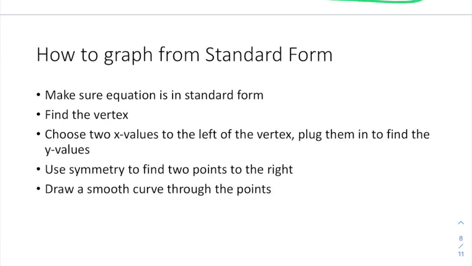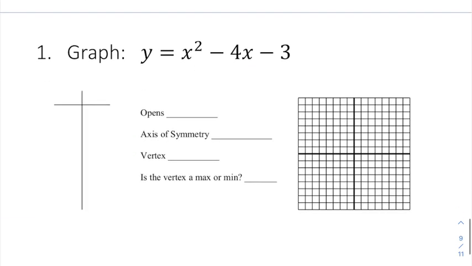Now here's a written explanation of the steps we're going to follow to graph from standard form, but I'm just going to show you with a problem. So all the problems are going to look kind of like this. There's going to be a space here to make a table for the points that you're going to use to graph. There's obviously going to be the space to graph. They're going to ask us whether the graph opens up or down, what the axis of symmetry is, what the vertex is, and whether or not the vertex is a max or a min.